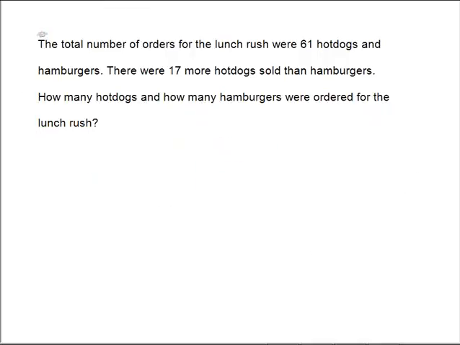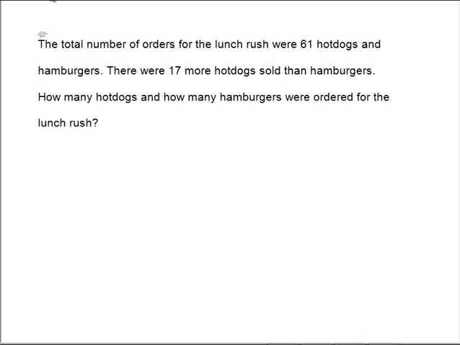Assuming you paused the video and gave this a shot, let's see if we can do it together. It says the total number of orders for the lunch rush were 61 hot dogs and hamburgers. So 61 hot dogs and hamburgers all together. There were 17 more hot dogs sold than hamburgers. How many hot dogs and how many hamburgers were ordered for the lunch rush?